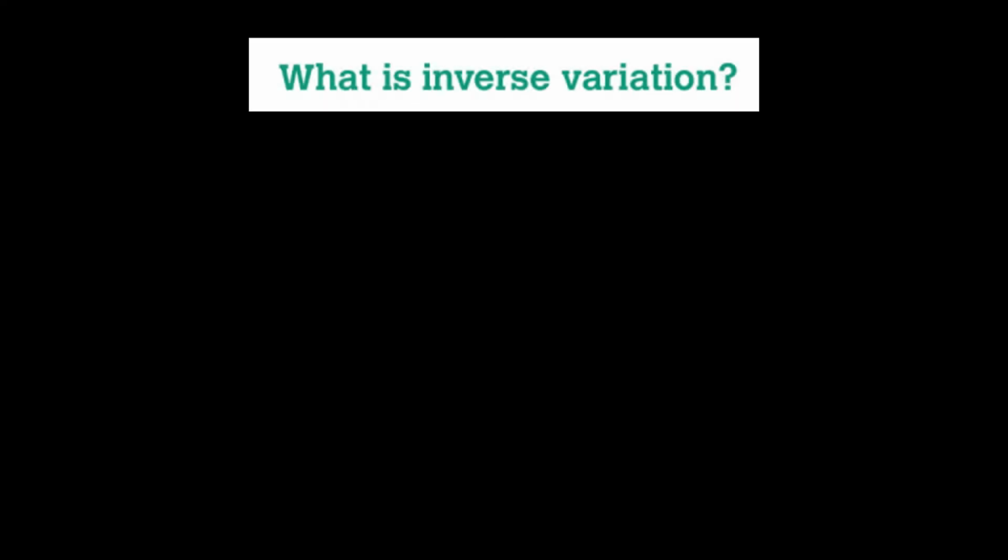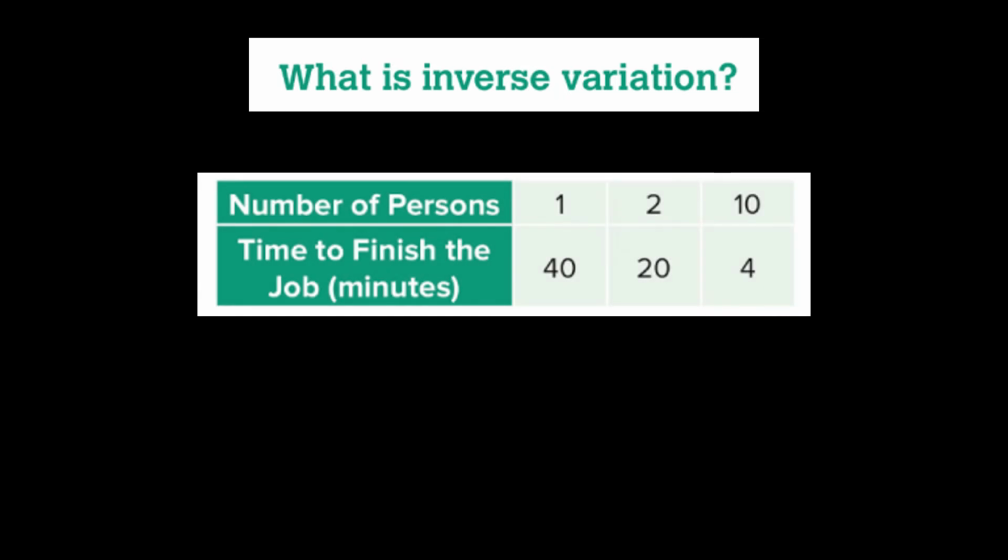So what is inverse variation? So inverse variation, if there are two quantities, quantity 1 and quantity 2, if quantity 1 is increasing, the other quantity 2 is decreasing. Okay? Kapag yung isang quantity 1 ay tumataas, yung quantity 2 ay bumababa. That is inverse variation. Let's have this example.